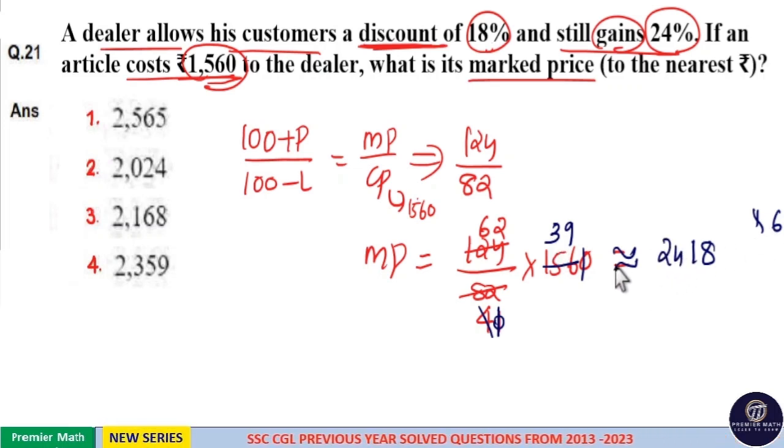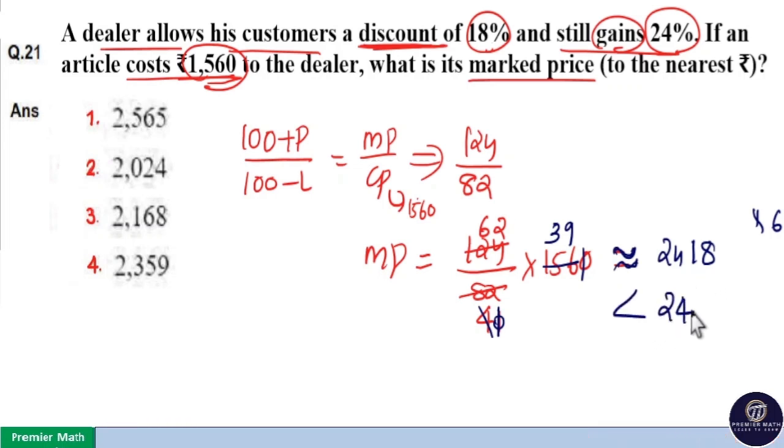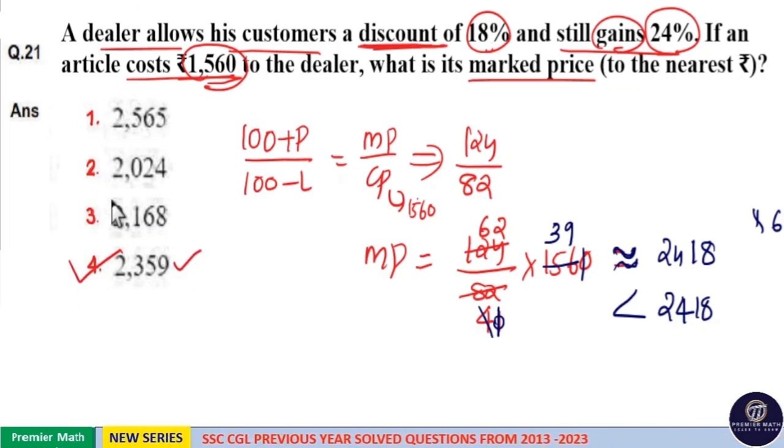This is nearly 2418, but less than 2418 because we have assumed 41 as 40. So this is less than 2418 and nearly 2418. Now if you look at the values, nearly 2400 is option 4. Option 4. So this is your value.